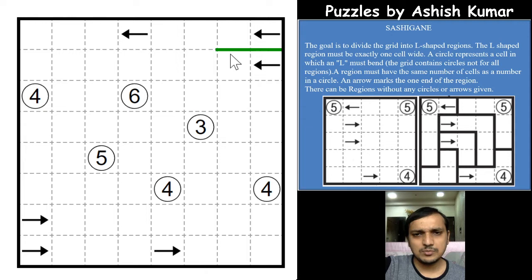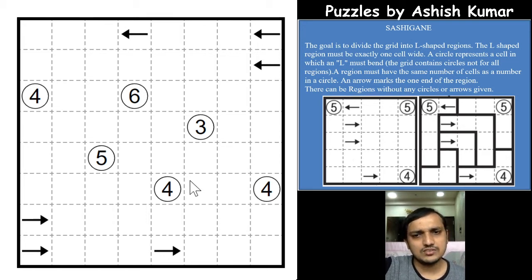So there can be some regions with both arrows or a single arrow or anything, or there might be some regions without an arrow also. For example, you can have an L shape without the circles and the arrow. All of the cells in the region have to be part of the L shape, and the number indicates the number of cells in that L shape.